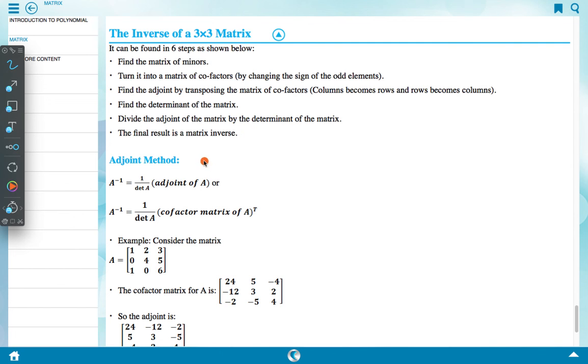Now here see adjoint matrix. Now this is inverse of A equal 1 upon det A, meaning determinant of A, into adjoint of A. Here again, adjoint equals 1 upon det A into cofactor matrix of A transpose. Example, consider the matrix A equal 1, 2, 3, 0, 4, 5, 1, 0, 6. Cofactor matrix for A is 24, 5, minus 4, minus 12, 3, 2, minus 2, minus 5, 4.